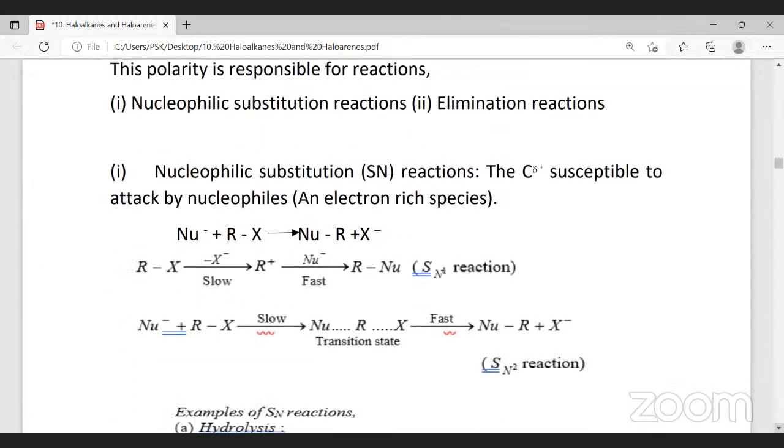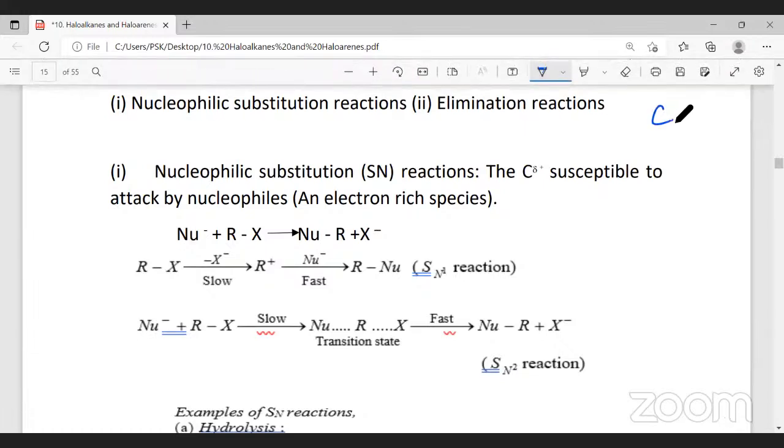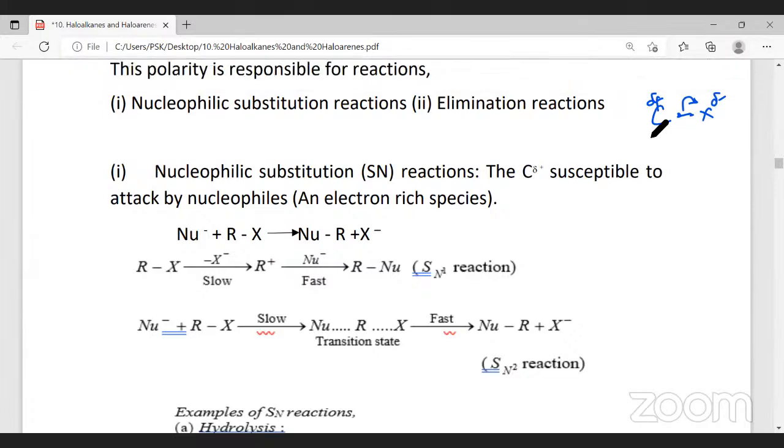The polarity is responsible for the reactions. What is this polarity? It is the polarity which is developed between carbon and halogen. Halogen is electronegative, so the bonded pair of electrons will be moving towards halogen. Halogen gains negative charge and carbon gains positive charge. This polarity developed in a molecule is responsible for reactions.